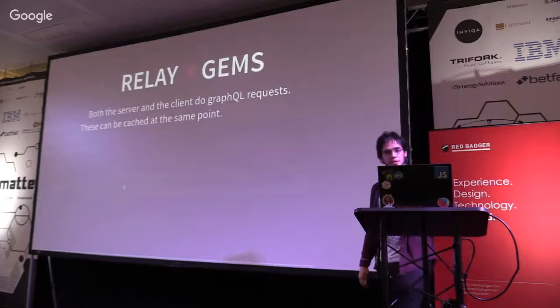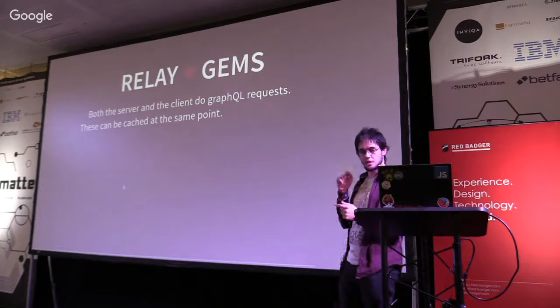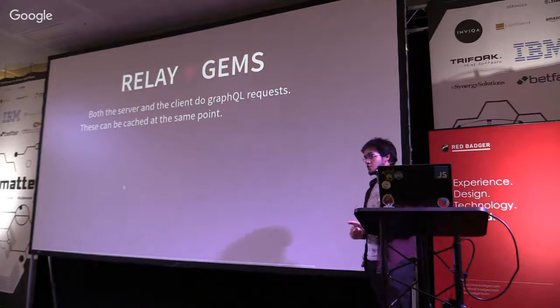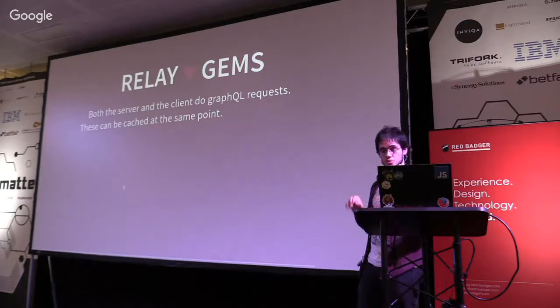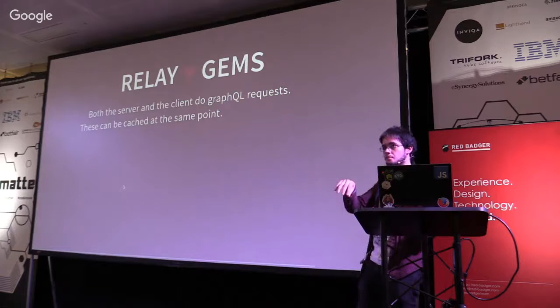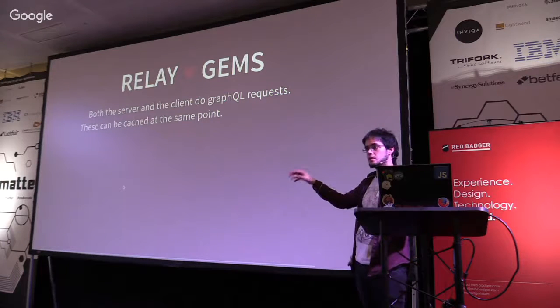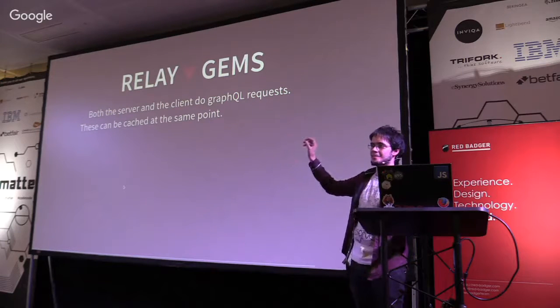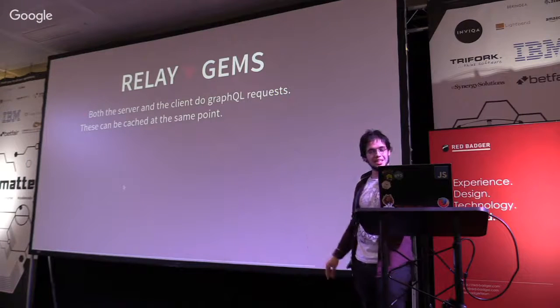More cool stuff. Both the server and the client do GraphQL requests, which you can cache in the same place, which is really cool. You can have a single Varnish, which will have the same data from the same data request on the client and on the server.